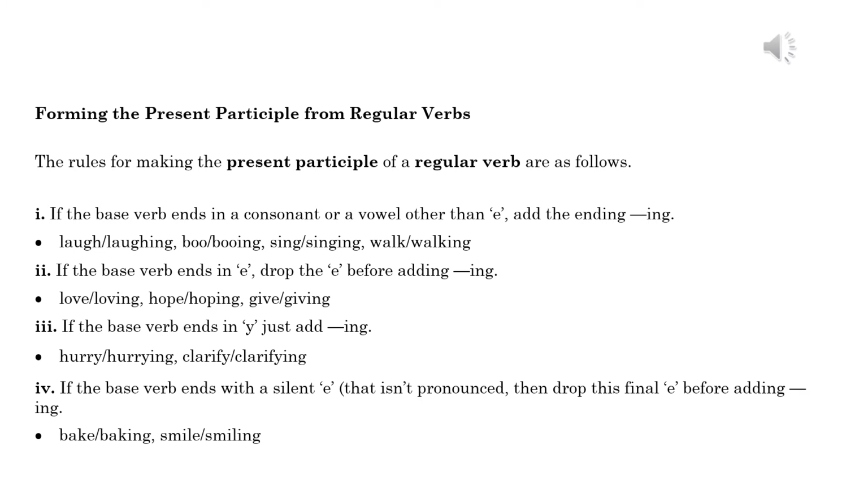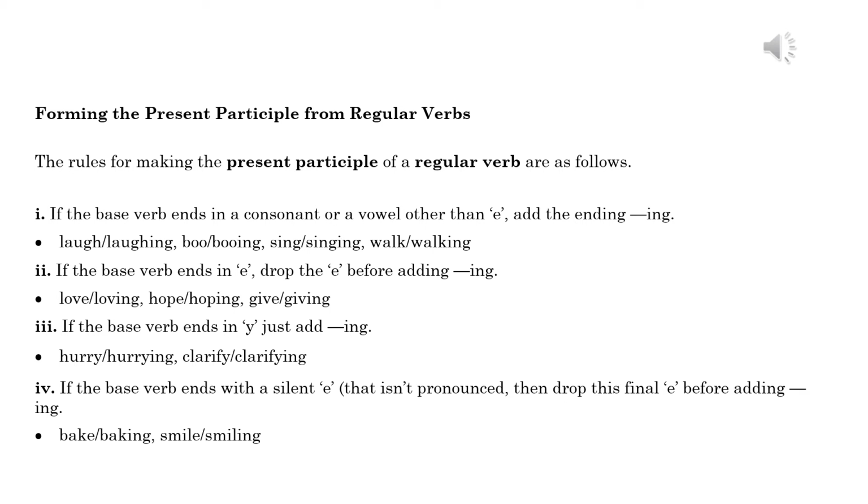Forming the present participle from regular verbs. The rules for making the present participle of a regular verb are as follows. 1. If the base verb ends in a consonant or a vowel other than E, add the ending ing. Laugh, laughing, boo, booing, sing, singing, walk, walking. 2. If the base verb ends in E, drop the E before adding ing. Love, loving, hope, hoping, give, giving.